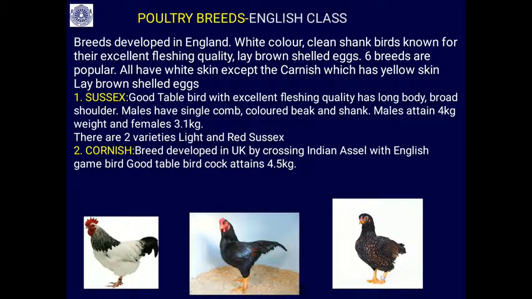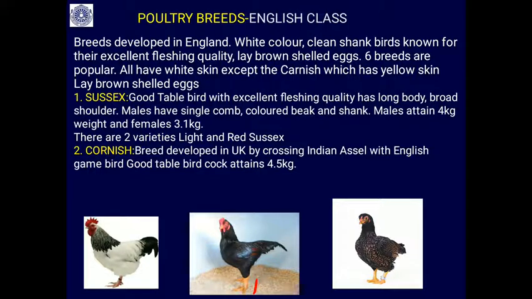Next, English class. These breeds were developed in England. White color, clean shank without feather. They are all broilers with excellent fleshing quality, and they lay brown shelled eggs. There are 6 very popular breeds. All have white skin except Cornish, which has yellow skin, and they lay brown shelled eggs.